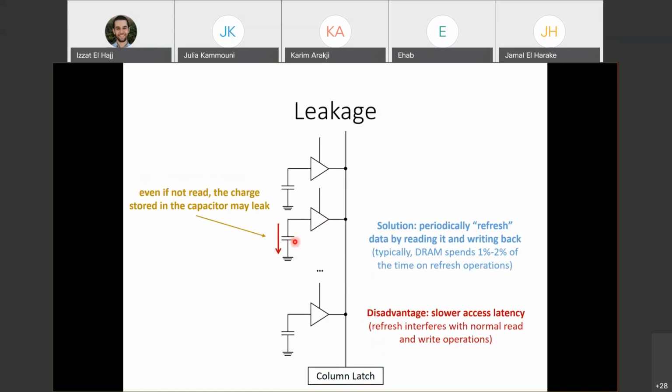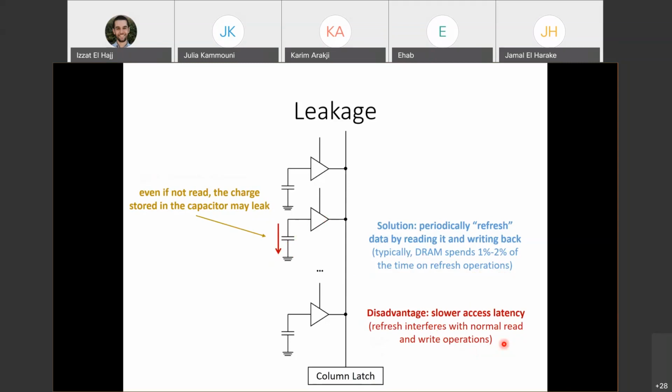And because of that, we need to periodically refresh the data. So even if we never read this data over here, to avoid losing it due to leakage, we need to periodically read it and write it back just so that it maintains its value. And typically DRAM spends 1 to 2% of the time just doing these refresh operations where it reads and writes back to make sure the value doesn't fade away. And this is another one of the disadvantages, that these refresh operations interfere with the normal read and write operations, and they make access to DRAM slower.